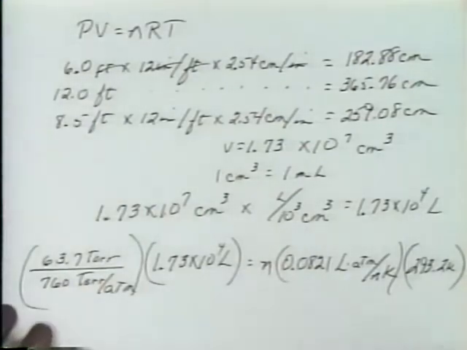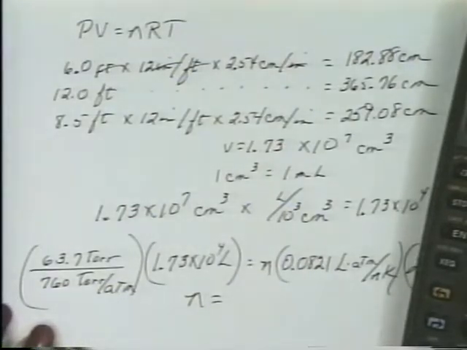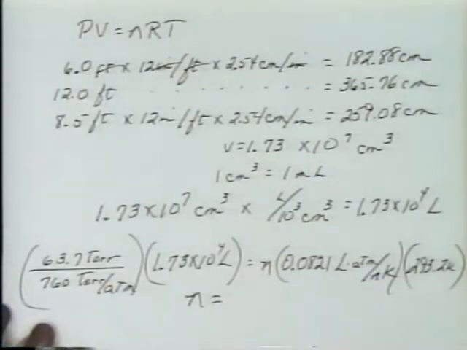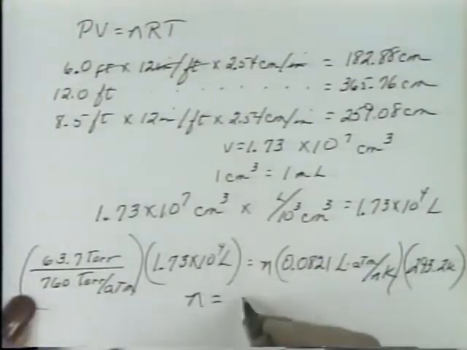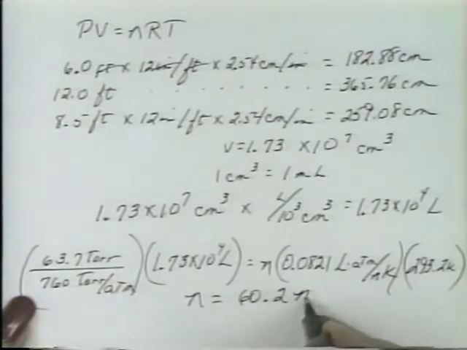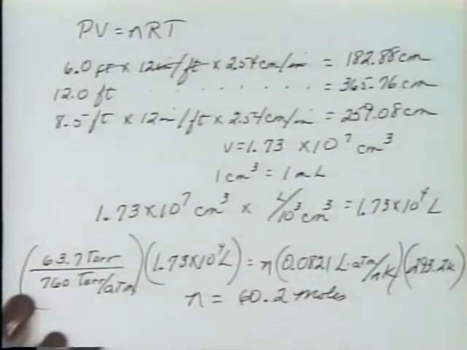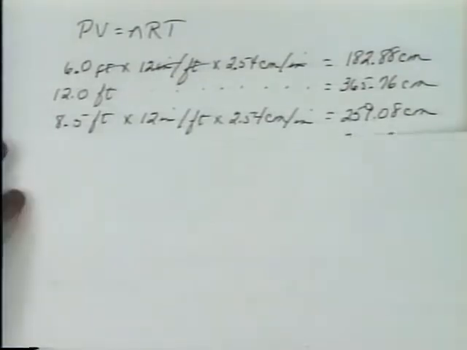Let's work it out. n equals 63.7 divided by 760, multiplied by 1.73 times 10 to the 4th, multiplied by 0.0821, divide, and 293.2 divide. I get that moles is 60.2 moles of the alcohol. Now, 60.2 moles of the alcohol, all right?